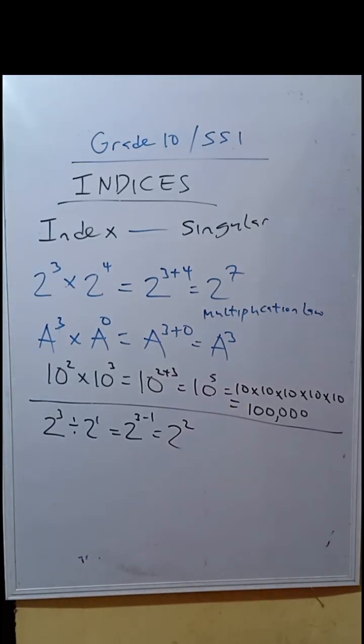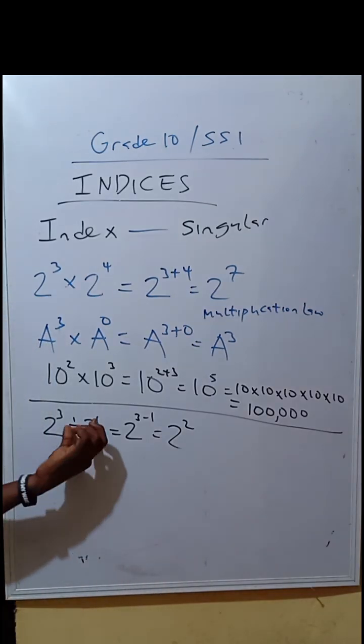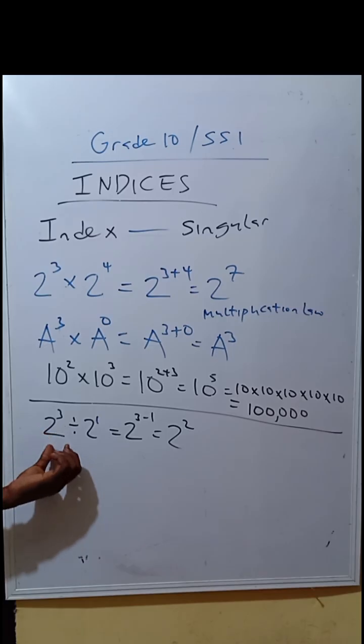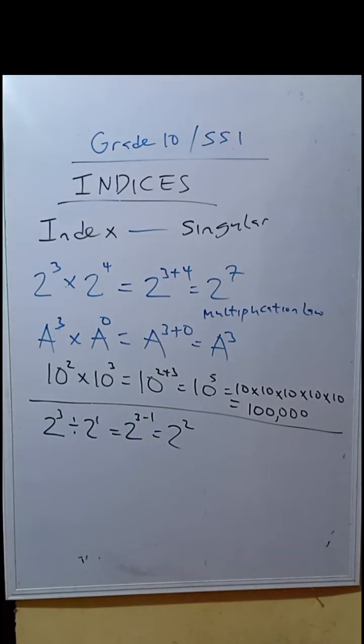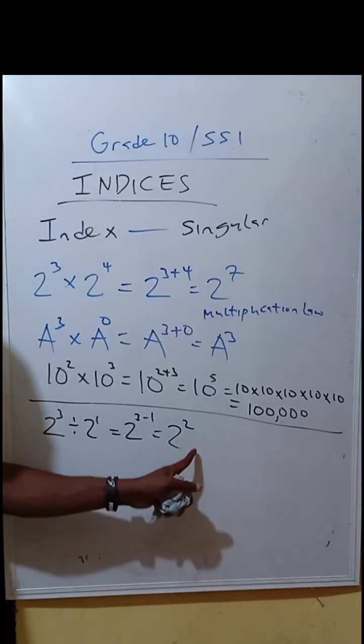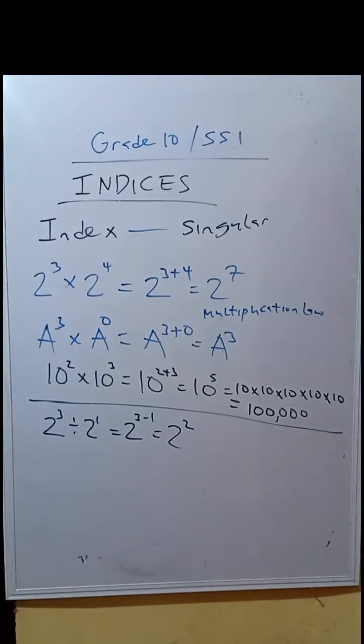So when you have the same base and you have to divide them when they have different powers, you say 2 raised to power 3 minus this one here. 3 minus 1 is 2. You can simplify this further to be 2 times 2, which is 4. You can leave it like this.